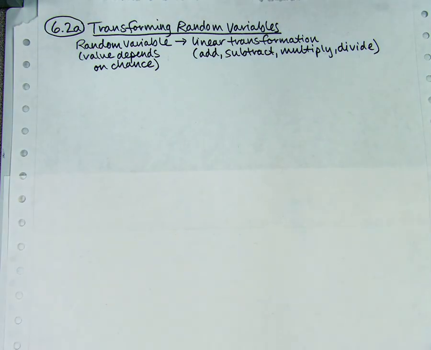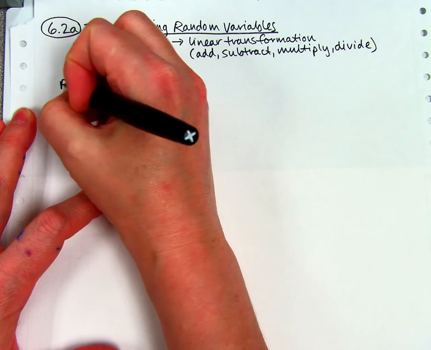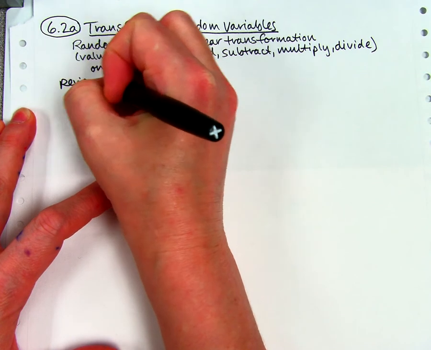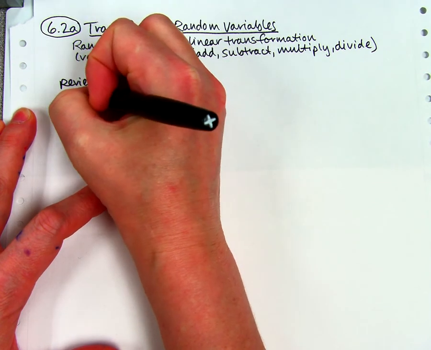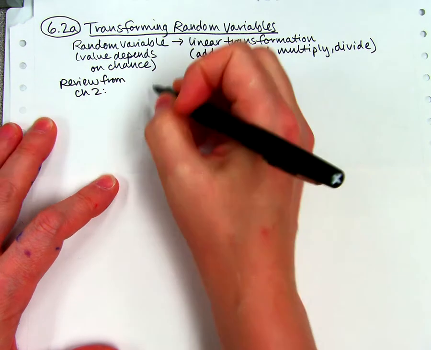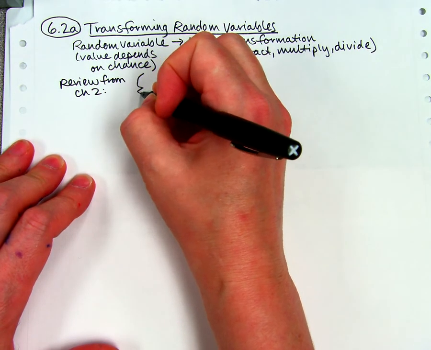But for today, we're just going to take one random variable and do something to it by converting it with adding or subtracting a number, multiplying or dividing by a number. And I have a little bit of review for you from way back in Chapter 2, because we did this with data sets, but we didn't do it yet with random variables. And so what we're learning today, we actually have learned before most of the most important concepts.